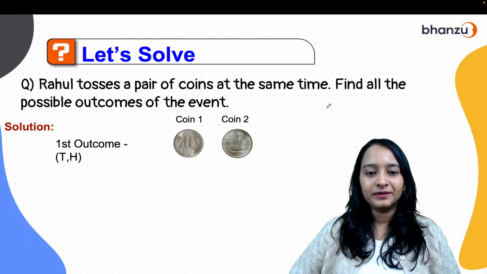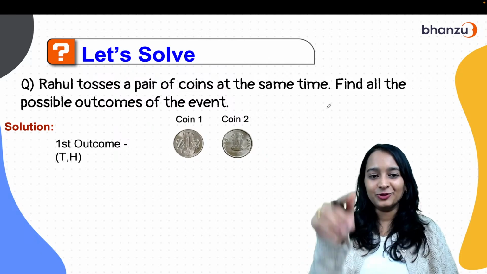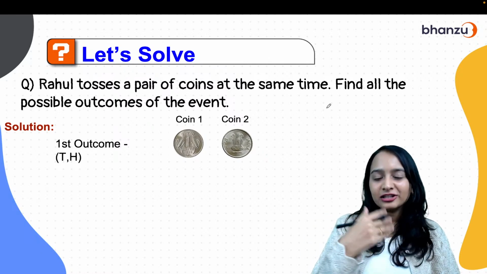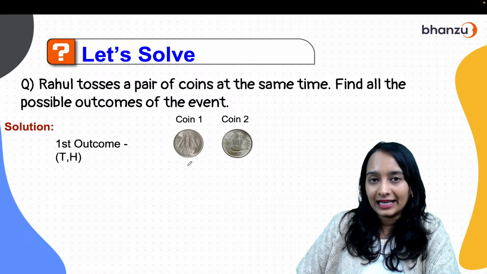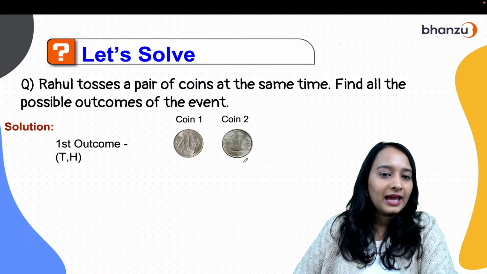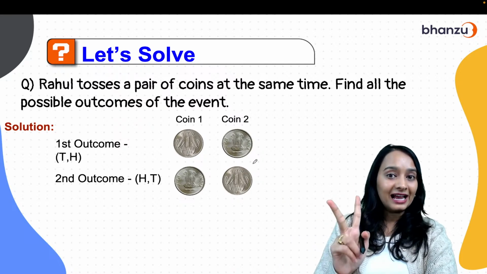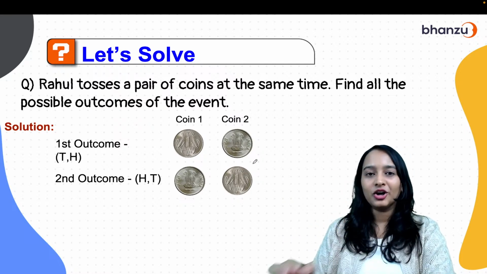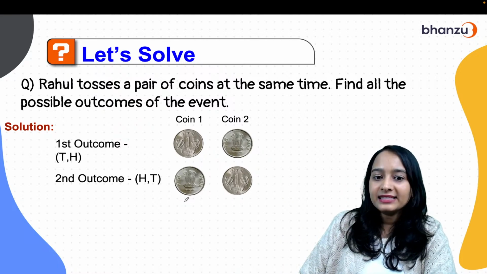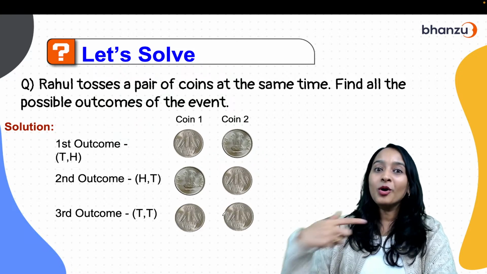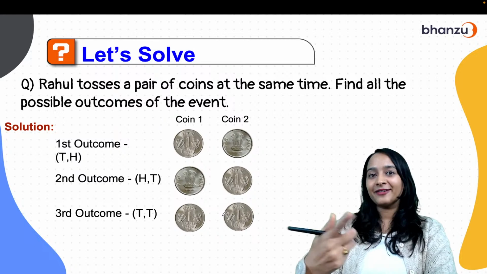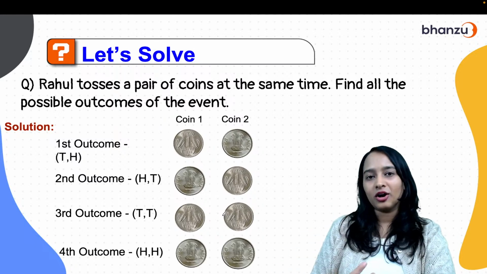The first outcome, maybe I am getting heads and you are getting tails. Or I am getting tails and you are getting heads. Okay. So the first outcome is the first coin has got tails and the second coin has got heads. The second result, an outcome again: I have got heads, but you have got tails. The third outcome, both of us have got tails. And the fourth outcome, both of us have got heads.